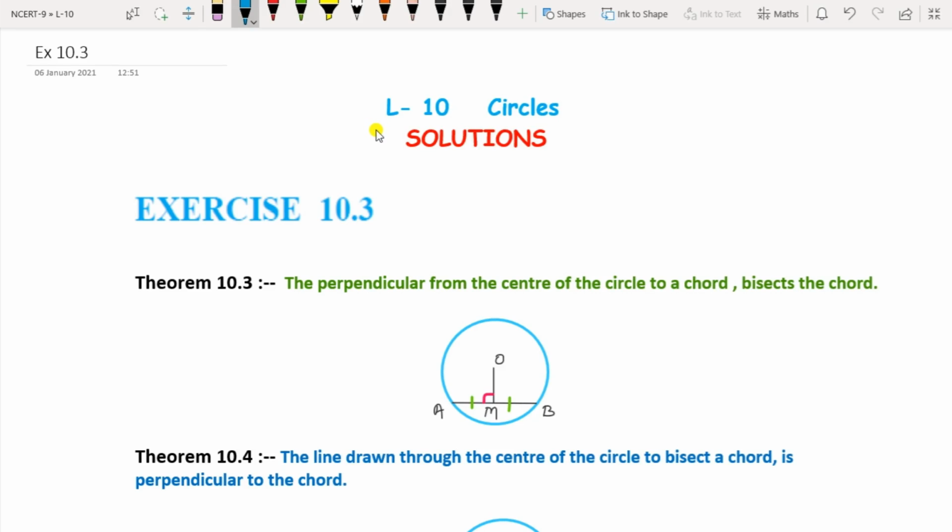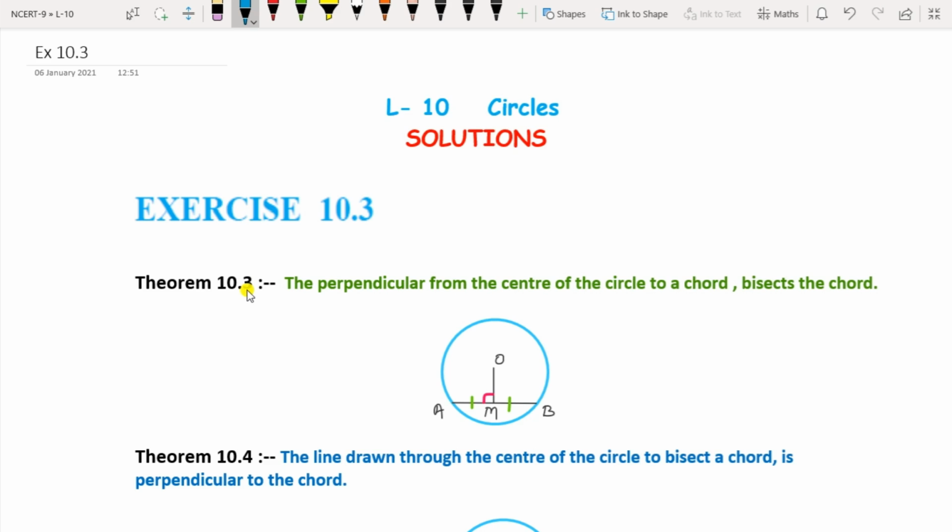In this video we are going to see the solutions and explanation of exercise 10.3 of lesson 10, Circles. In the link above I have shared the video of exercise 10.1 and 10.2 combined together, in which I have explained all the new terms related to the circle, because this is quite a new topic for you. So you need to go through that video first.